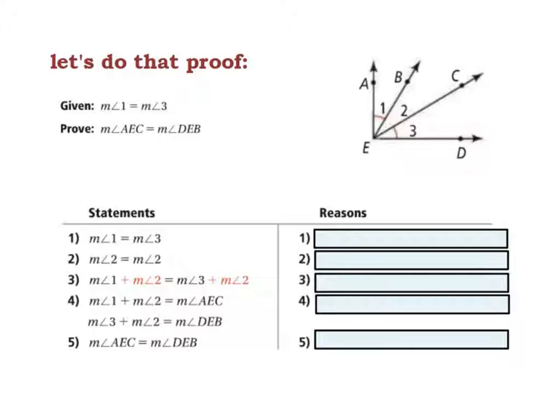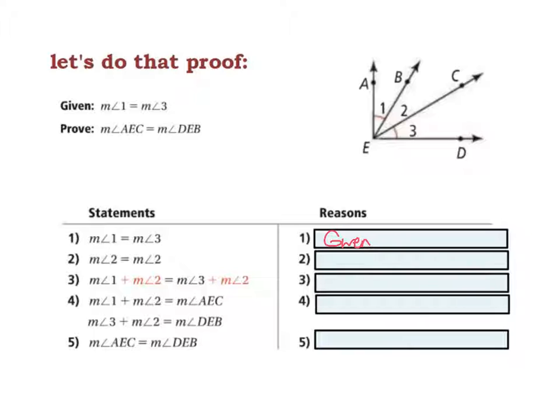All right, let's see if we can prove it. It says the measure of angle 1 equals the measure of angle 3. That was given information, so we just write given. The next one says the measure of angle 2 equals the measure of angle 2, because ultimately they're both going to end up using that. So we're just clarifying, hey, angle 2 is the same in both of these.